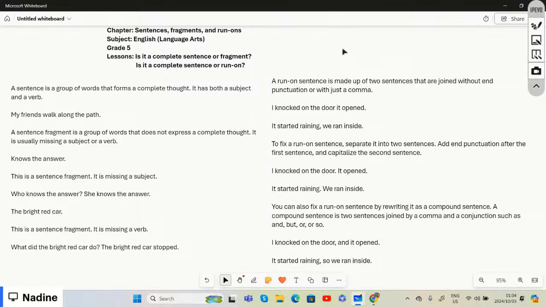So when it comes to sentences, fragments, and run-ons, we're going to start with what a sentence is, before we go on to what a fragment is, and then what a run-on sentence is. These are different forms of sentences. We get a sentence, and then we have a fragment, and then we have a run-on.